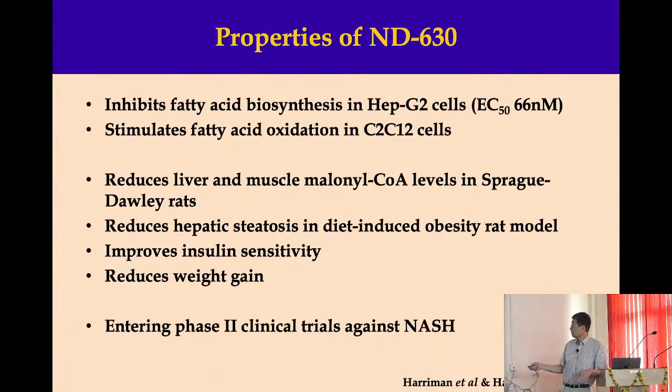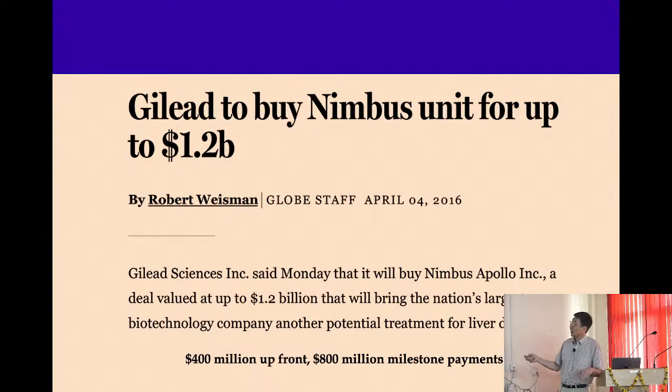So this slide is kind of old. This actually entered phase 2 clinical trials against NASH, which is non-alcoholic steatohepatitis. So it's a very serious, very difficult liver disease. It entered a phase 2 trial against liver disease because Gilead stepped in and bought the company back in 2016. So when that paper came out in PNAS, that also helped the whole process.